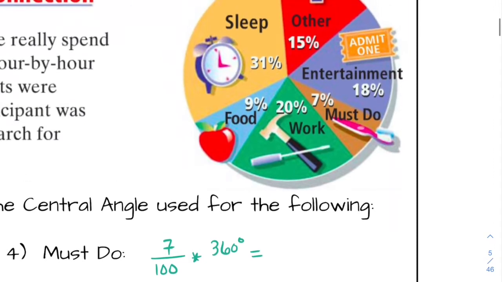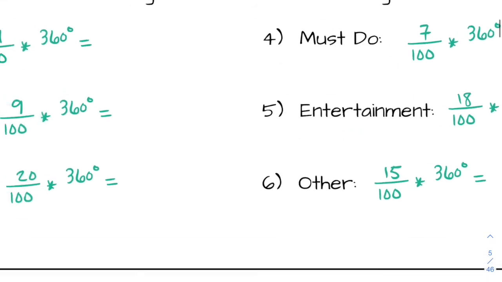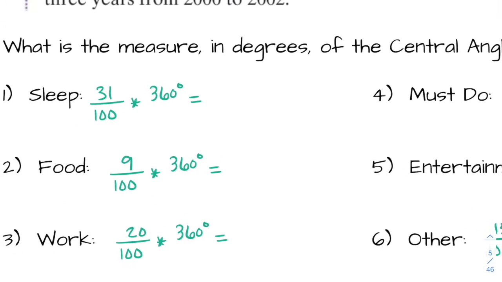And other is 15. I have my calculator with me, so I'll do the work real quick. 360 times 31 divided by 100 is 111.6 degrees.